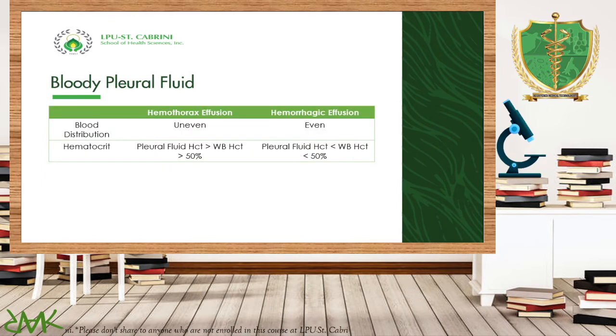Now, how about for a pleural cavity that appears bloody? Okay, blood distribution is uneven for hemothorax effusion, and even for hemorrhagic effusion. So there is also another test to differentiate hemothorax effusion from hemorrhagic effusion. If the pleural fluid hematocrit is greater than the whole blood hematocrit, that is hemothorax effusion. If the pleural fluid hematocrit is less than the whole blood hematocrit, that is hemorrhagic effusion. Or simply you can say, if greater than 50%, hemothorax; less than 50%, hemorrhagic.